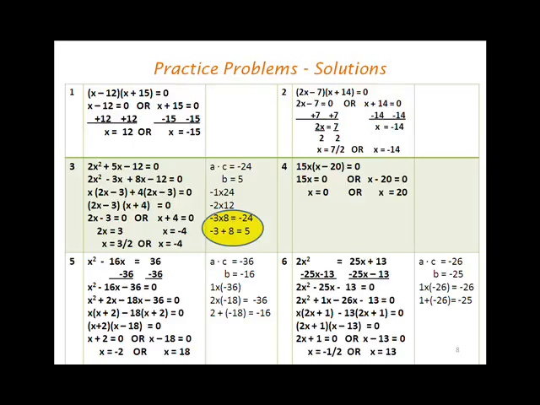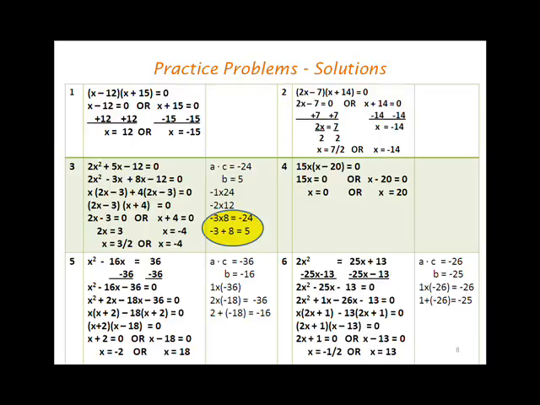On number 1, it was already factored, so I can just break the two factors apart and do the solving of the little mini equations, and I get 12 or negative 15. Number 2, I do the same thing. The only trick was that I had that 2 in front of the x in the one factor, so I needed to divide out the 2, and I get x equals 7/2 or negative 14.